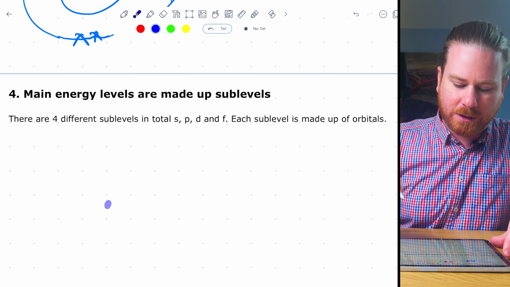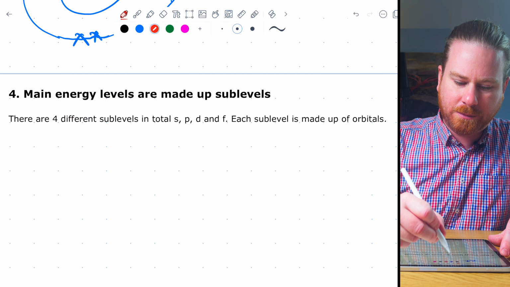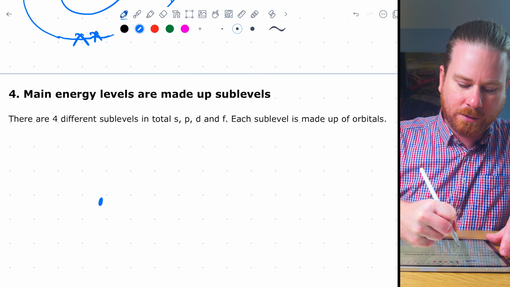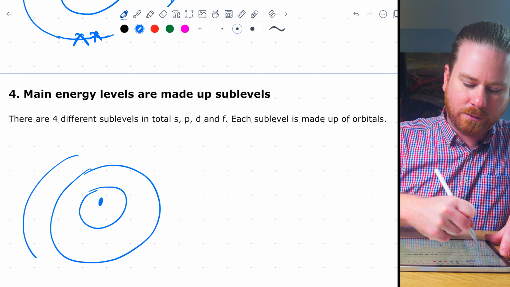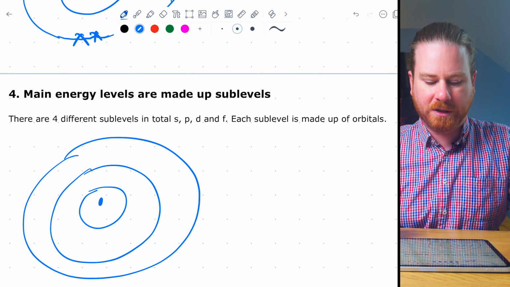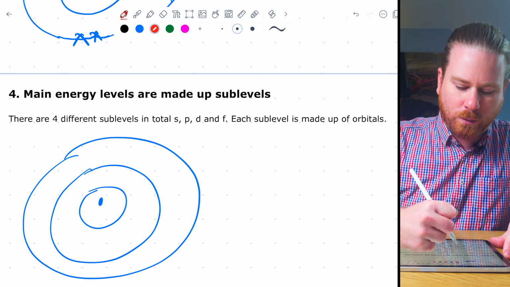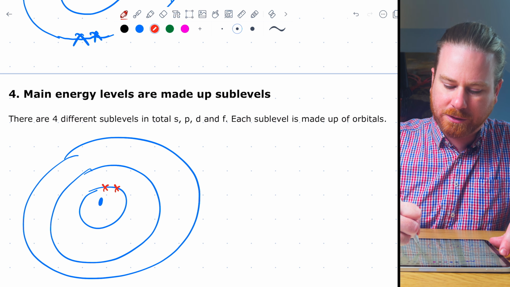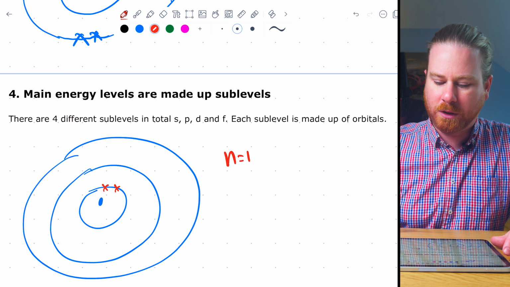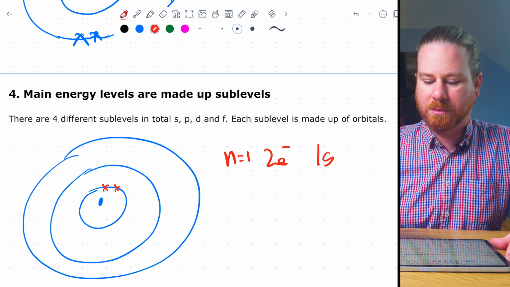So let's have our little nucleus here. Let's use a pen. We've got our nucleus. This will be N1, N2, and N3, building on what we've just done. N1 can only have 2 electrons in it. So N equals 1, 2 electrons. And these 2 electrons are in the 1s subshell.